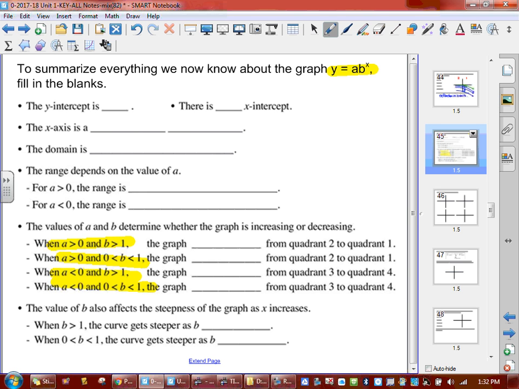So the y-intercept is always which letter? A or B? It's A. Y-intercept is always A. There is no x-intercept, ever. Ever, ever, never, even if it's a reflection. The x-axis is a horizontal asymptote.